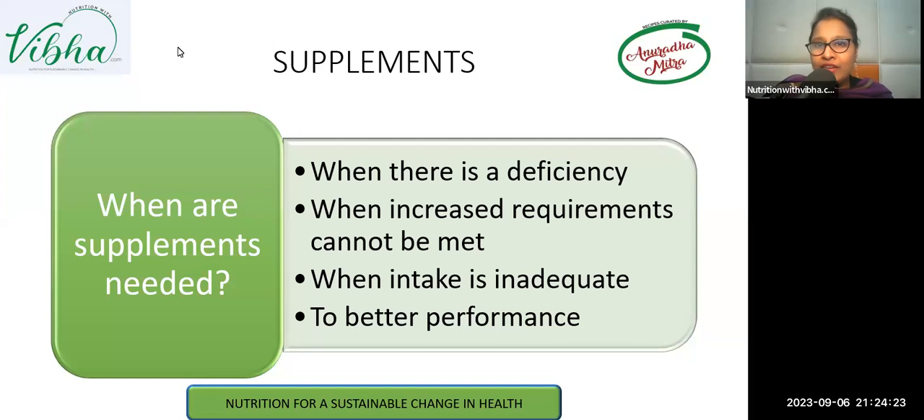If in case I'm not audible, you will have to tell me right away. Yes, I will repeat the last slide. The last slide is supplements. So the question was, when are supplements required? I just want to talk about the fact that when a person is eating enough, then it's all right.